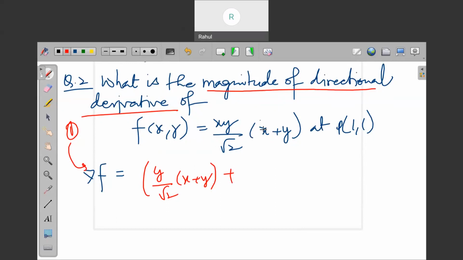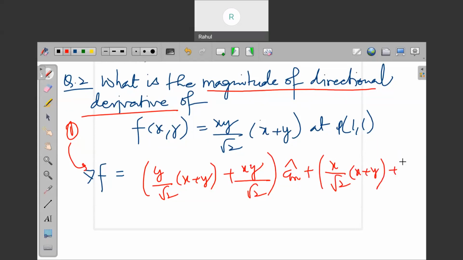If you differentiate x with respect to x, you will get 1 only, because y will be 0. So this will give you xy upon root 2 a_x cap plus, for y, you will get x by root 2 (x plus y) again, a_y cap. Now you can compute del f at (1,1), at this point.